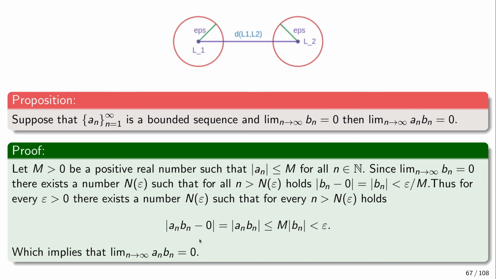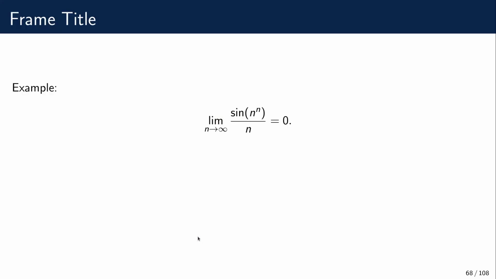Okay, and so now let us see an application of this. So let us look at this sequence, which seems complicated. We have sine of n to the power of n. Of course, the sequence n to the power of n grows crazy fast. And the sine of this is just a crazy function. This sequence really wildly oscillates, and we divide this by n.